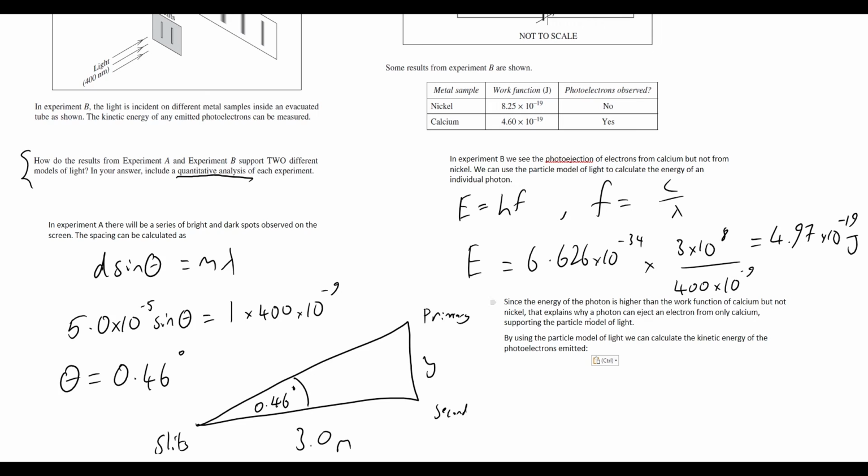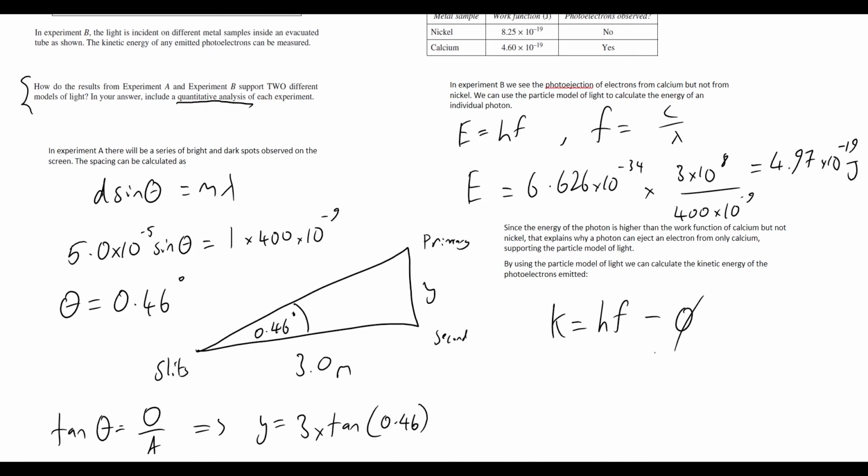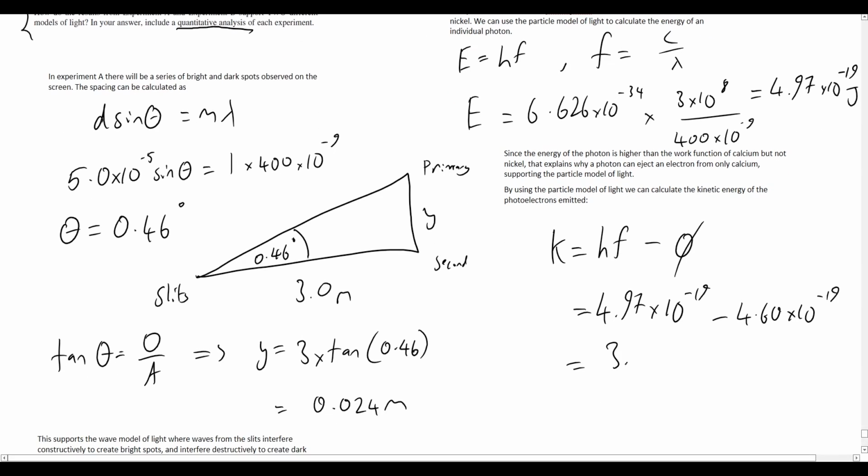Okay, so how do we go and do that? Well, we know that that formula is given as the kinetic energy is equal to hf minus phi, our work function. And so generously here, they've given us our work function measured in joules. So all we need to do now is actually just rewrite this out. So hf, we know that's the energy of the photon, so that's 4.97 times 10 to the negative 19, then minus the work function, which is 4.60 times 10 to the negative 19. And that gets us a final answer of 3.70 times 10 to the negative 20 joules.